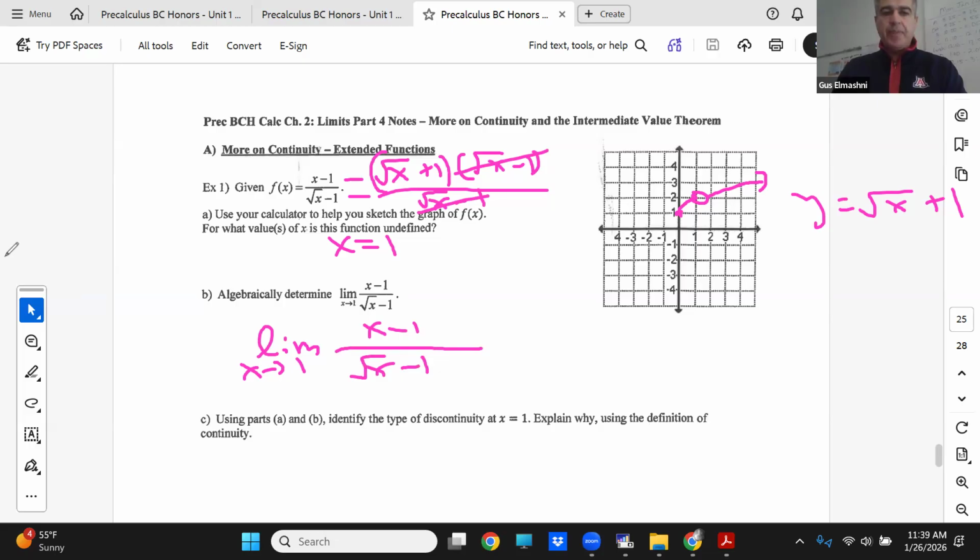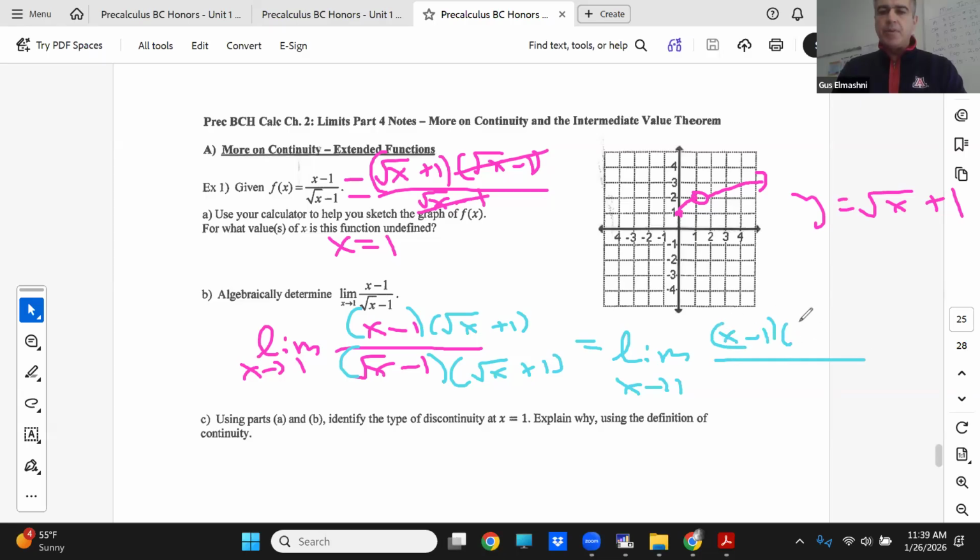If you do the conjugate, you multiply top and bottom by root X plus 1. And when you do that, you get X minus 1 still, over root X plus 1. And what does the bottom become now? X minus 1, those cancel. And then you can plug 1 in, and you get 2. The graph shows it clearly.